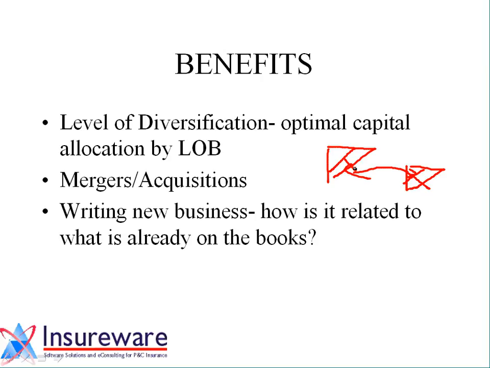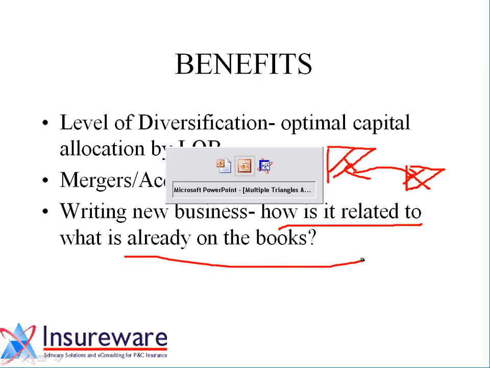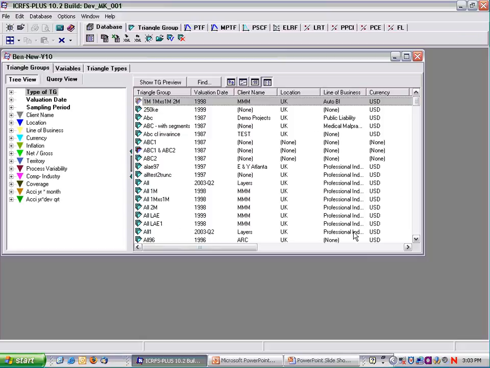When you write new business, you are a reinsurer, and the cedent wants to place some business with you. Well, the first thing I think you need to find out is how the business that you're just about to write is related to everything that is already on your book. So let's look at a very simple example where two lines of business are related.